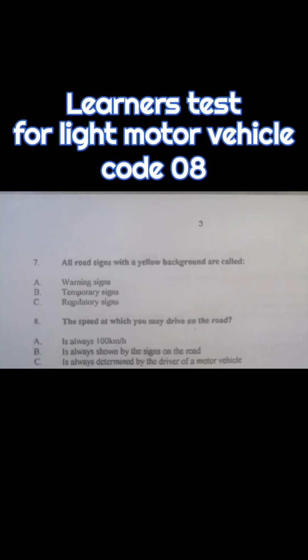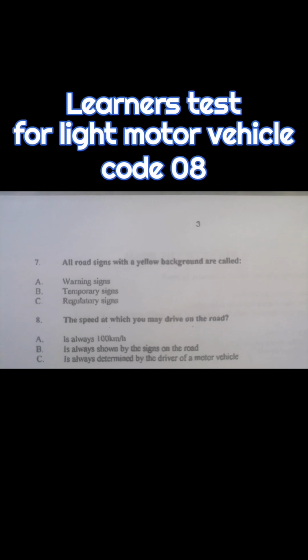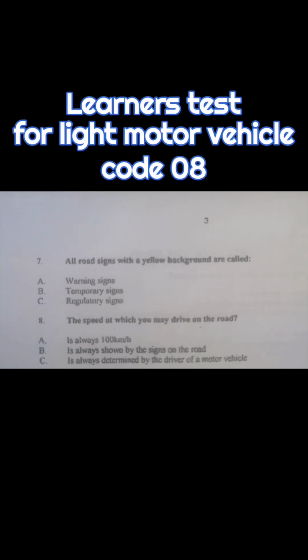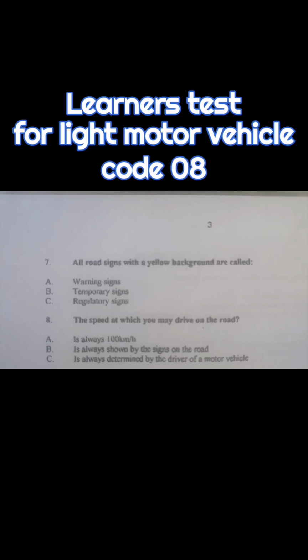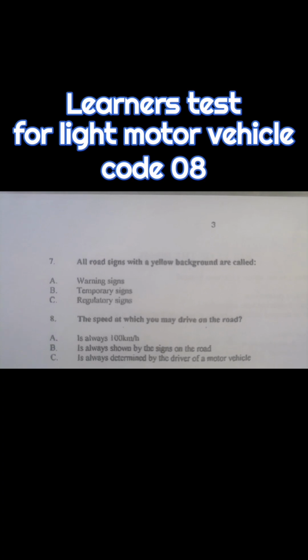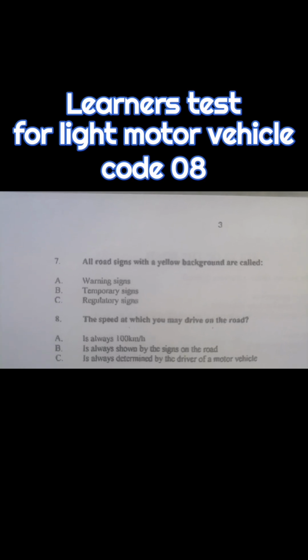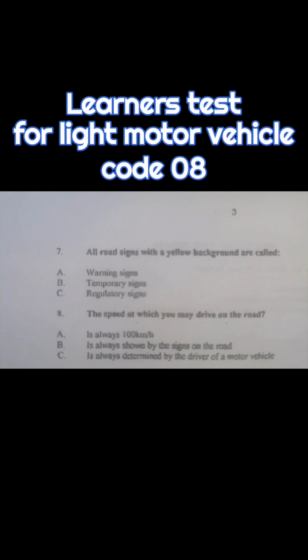Moving on to question number 7, which reads, all road signs with a yellow background are called warning signs, temporary signs, or regulatory signs. Now to get to this answer, you don't need to know what a warning sign is, a temporary sign, or a regulatory sign. But what you do is listen to my story.